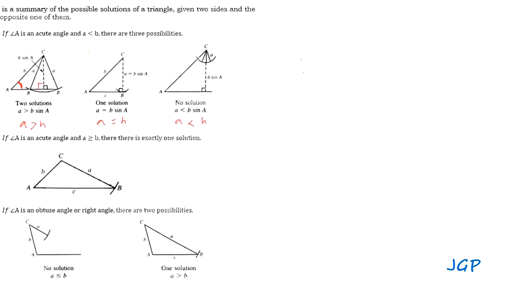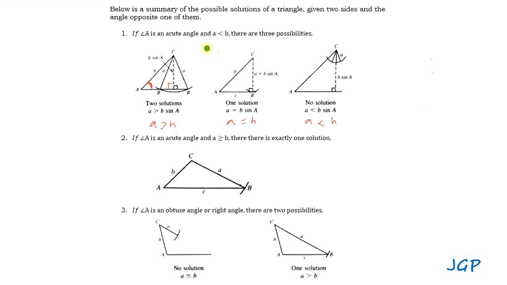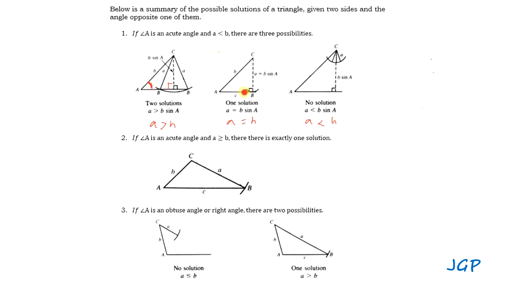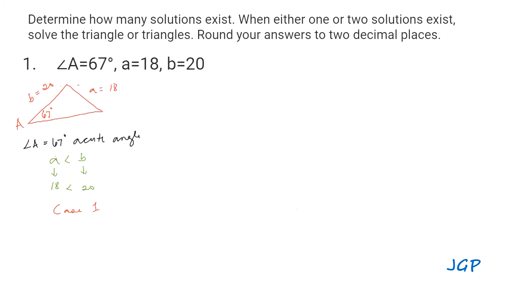And from that, saan yun magpo-fall? It falls under case number 1. So, we are now in case 1. And in case 1, tatlo ang possible nating solution. You can have two solutions, you can have one solution, or no solution. So, to find that, kailangan natin mahanap muna yung height or the B sine A. So, mag-create tayo ng ating height. So, this one now is my height.